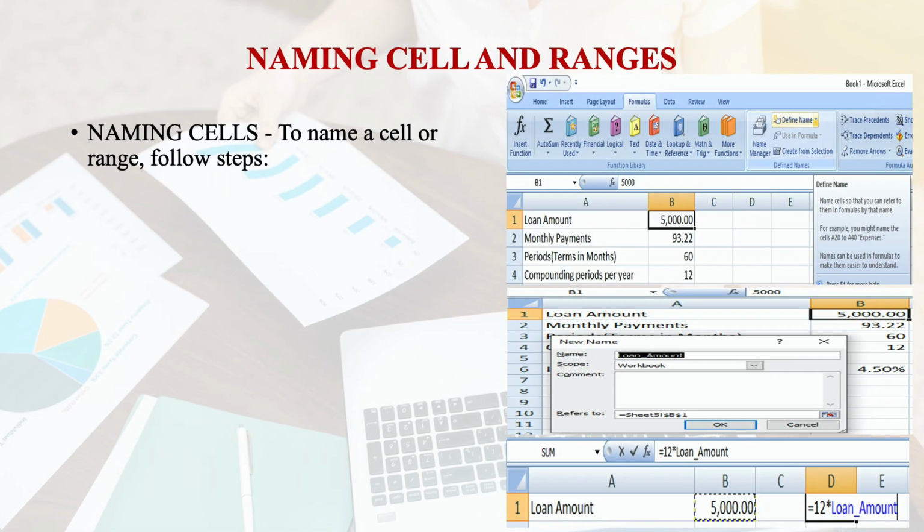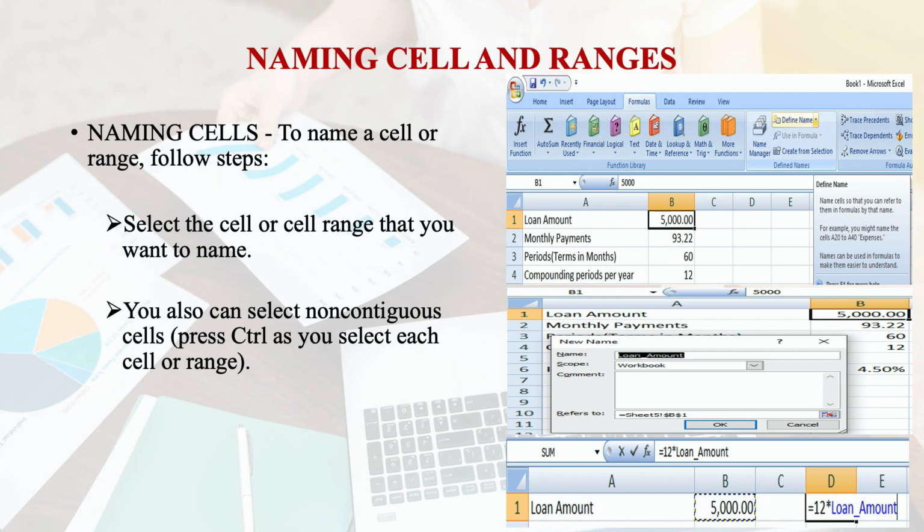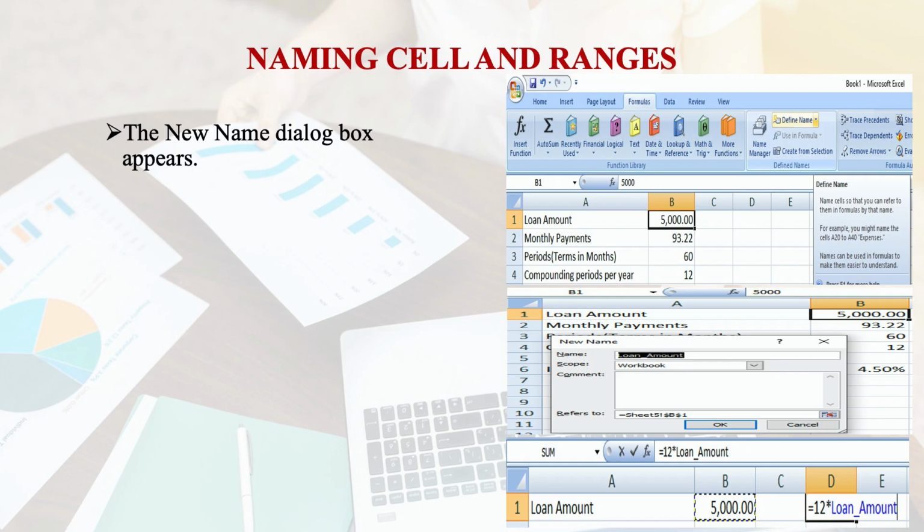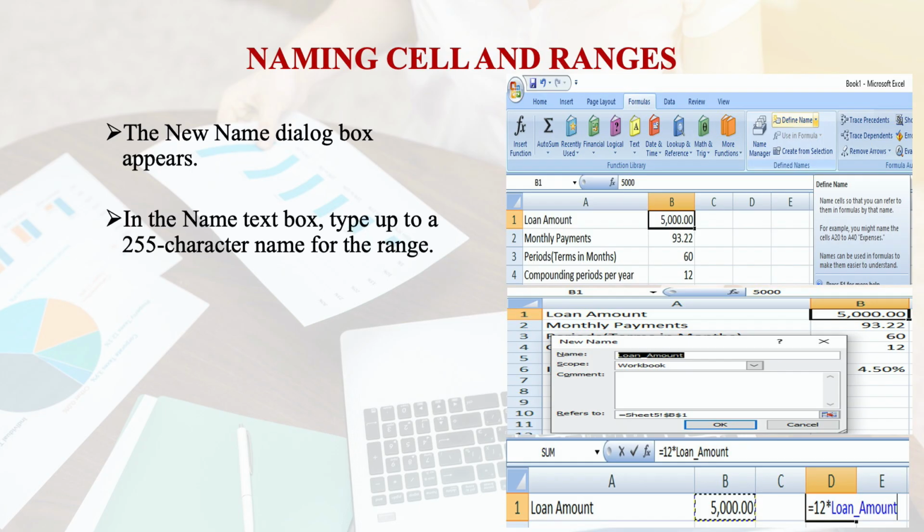So what is the process to name a cell or a range? You can select a cell or a cell range, and you can select non-contiguous cells also. That means you can press the Control button and randomly select different cells. You can go to the Formulas tab, where the Define Name option is available. When you click on Define Name, a dialog box appears, and in that dialog box you can name the range or the particular cell and click OK, and that range or cell will now be called by that name.